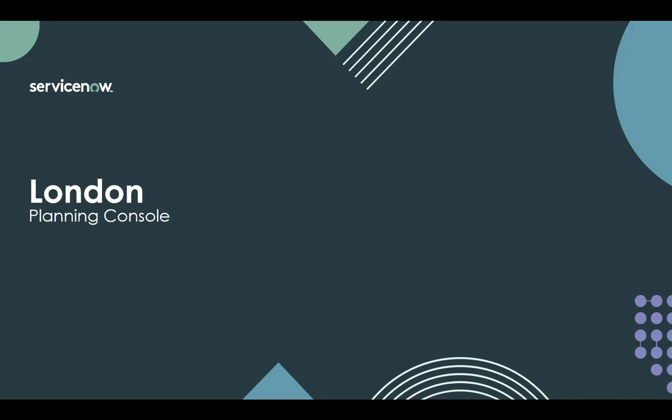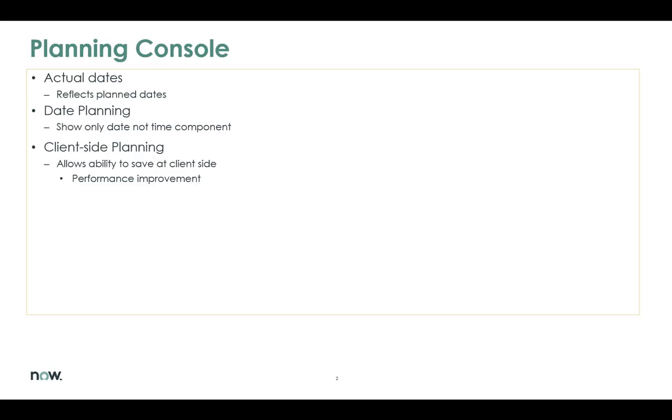New with London are changes to the planning console. Changes to the planning console include actual start and end task dates will now reference the planned start and end dates. In the past, the actual start date would reflect the system time, whereas most users may update their tasks at the end of the week with the planned dates being accurate but overwritten by the system.